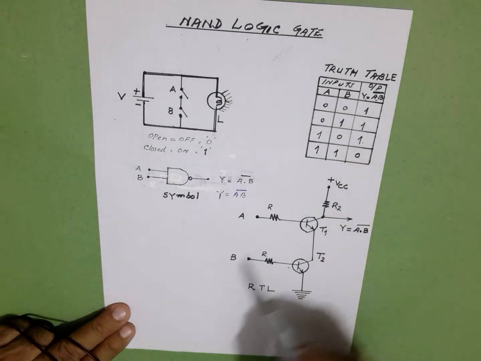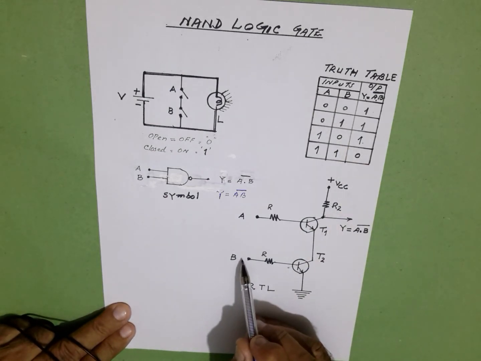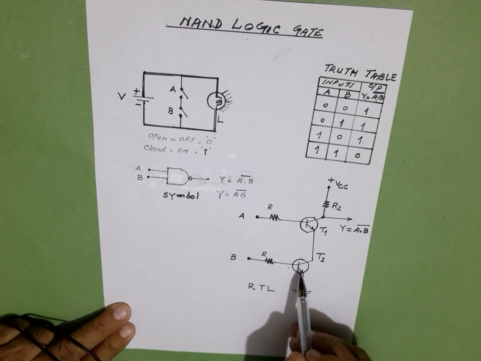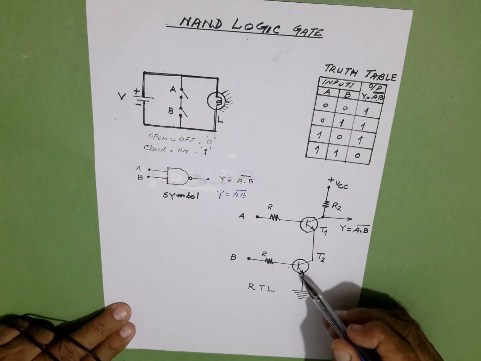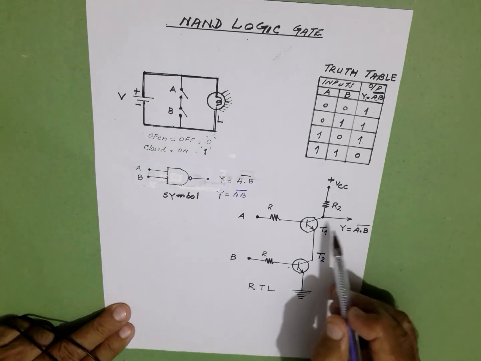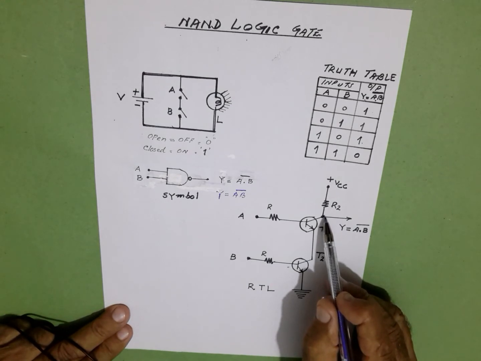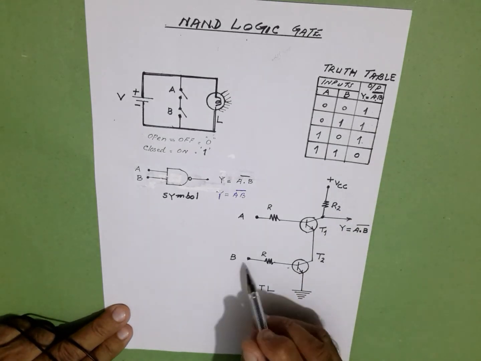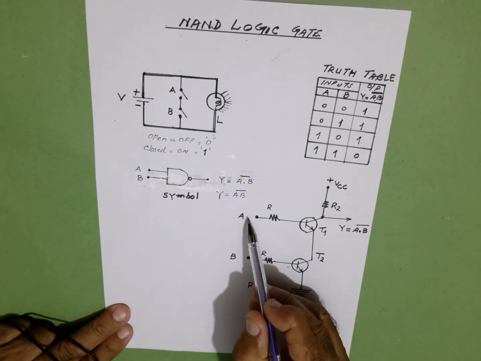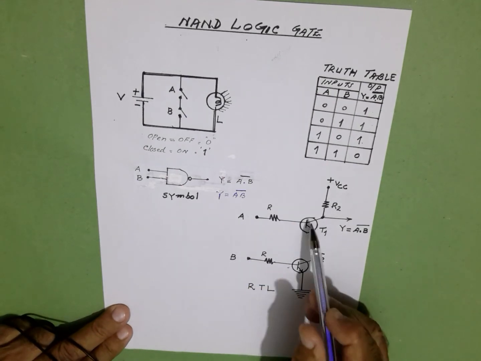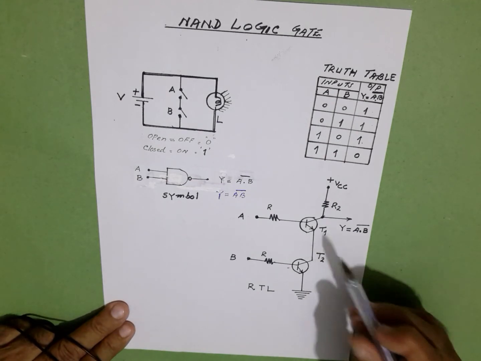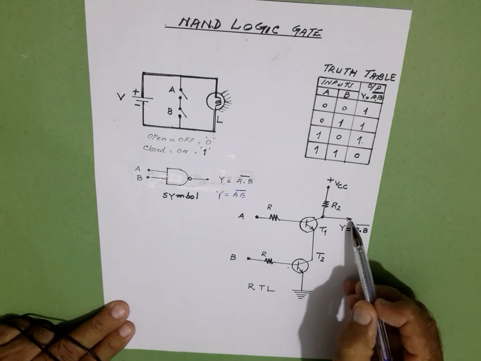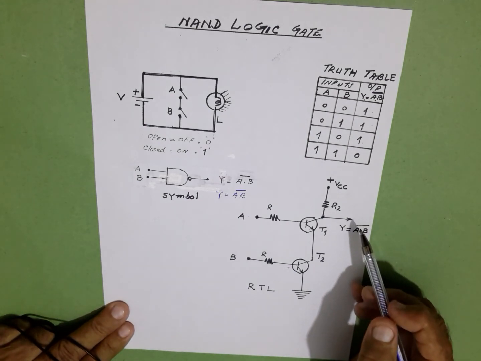For the second combination, if we apply a high logic voltage at B, T2 is forward biased, but since T1 is reverse biased, the current cannot flow, and we get the output voltage here, full VCC, that is logic 1. For the third combination, when we apply logic 1 voltage or a high level voltage here, T1 is forward biased, T2 is reverse biased, the current path is not complete, current cannot flow. As such, we get the output voltage from here, that is full VCC.